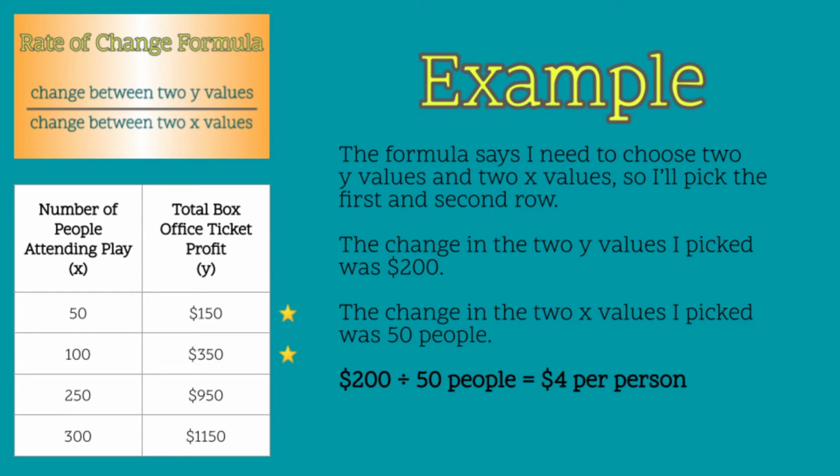So the formula says divide the change in the y's by the change in the x's. So my change in y was $200, and my change in x was 50. So that means that $4 per person, that's the rate of change for this problem. For every person that comes to this play, the box office is making a profit of $4. Let's take a look at another example.